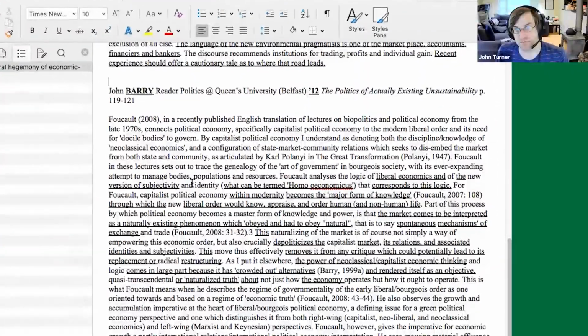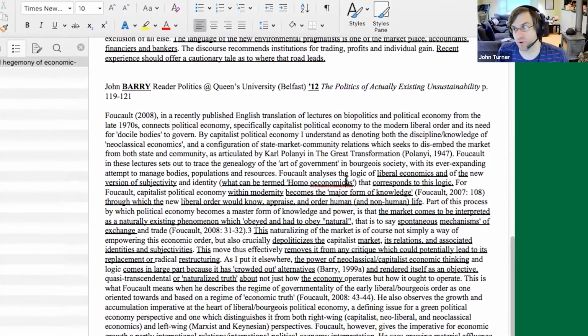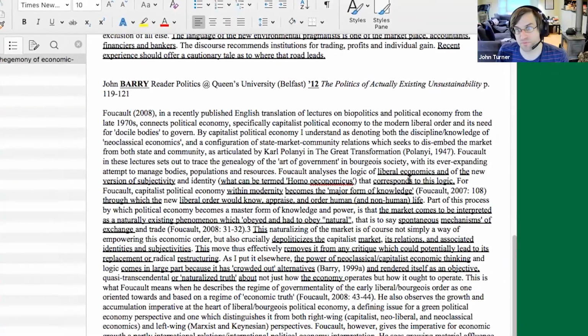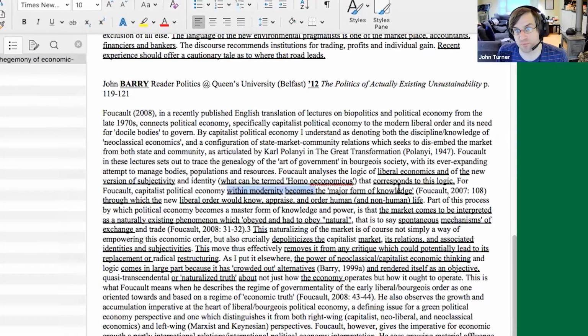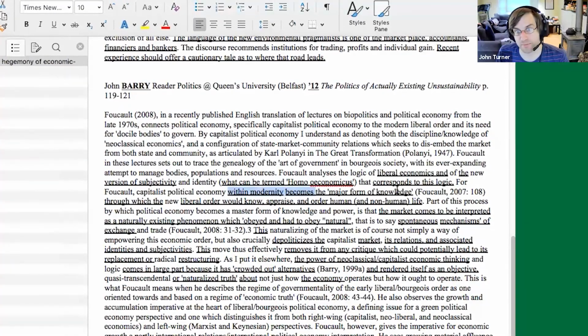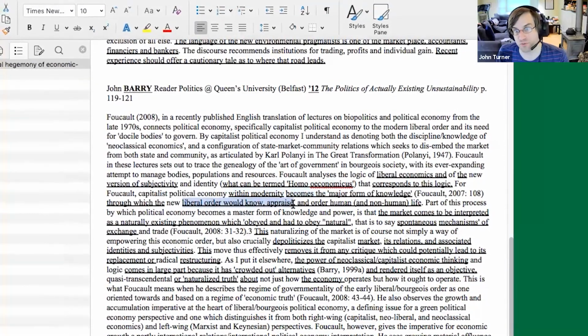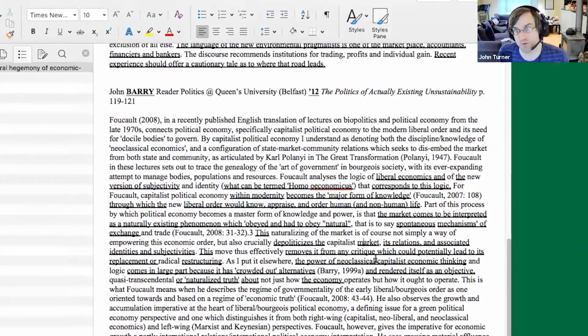Liberal economics and the version of subjectivity that can be termed Homo Economicus corresponds to this logic. Within modernity, it becomes the major form of knowledge. That is, we are governed by liberal economic political assumptions through which the new liberal order would know and appraise and order human and non-human life.